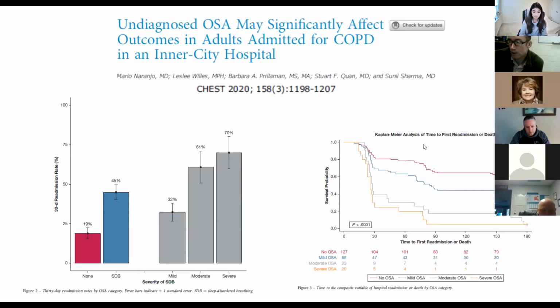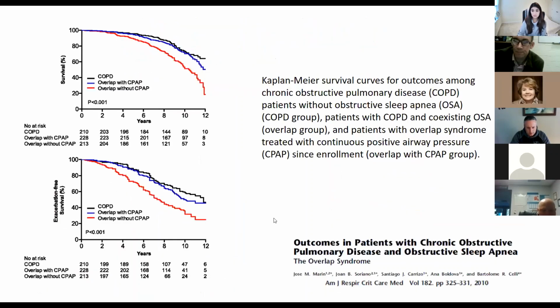And this is a Kaplan-Meier curve, again, looking at death or readmission. And as we've seen with other data, particularly that moderate and severe group, those patients really had a poor survival probability or time to readmission. I mean, that was really dramatic.